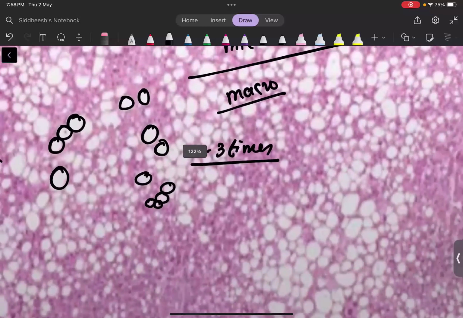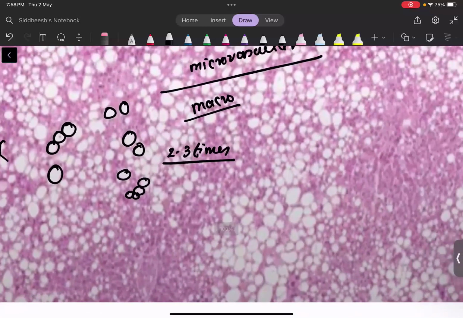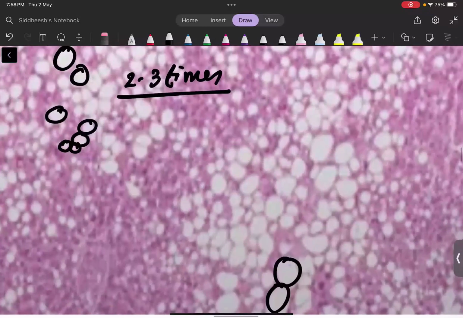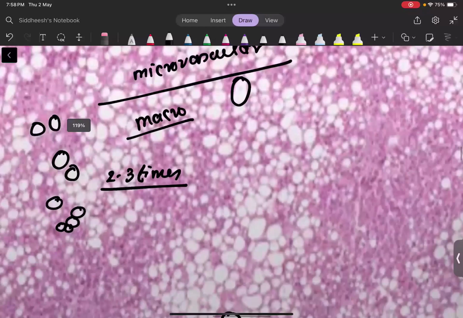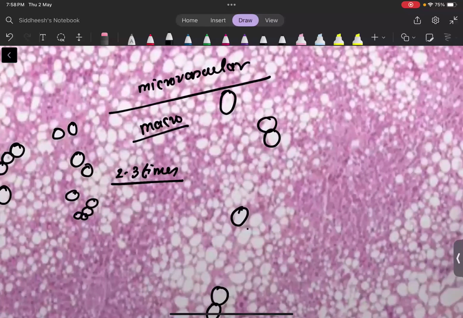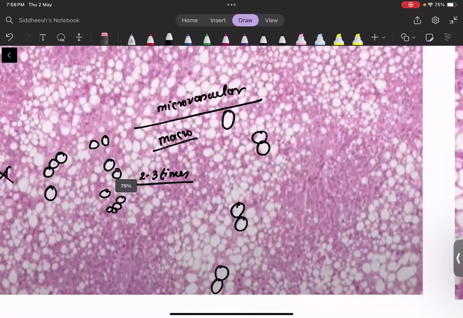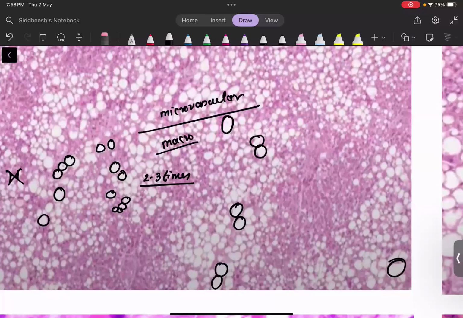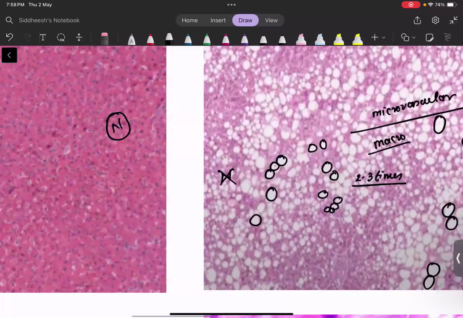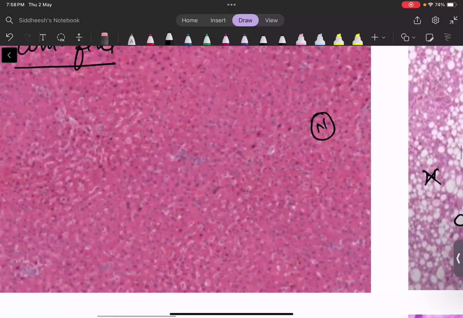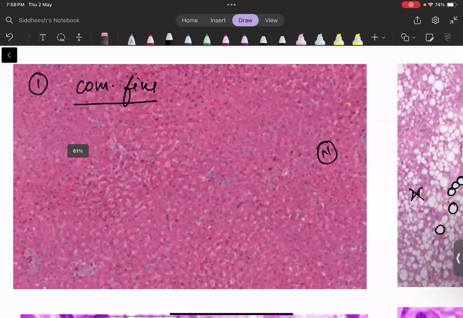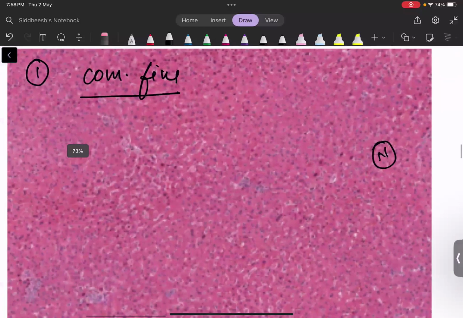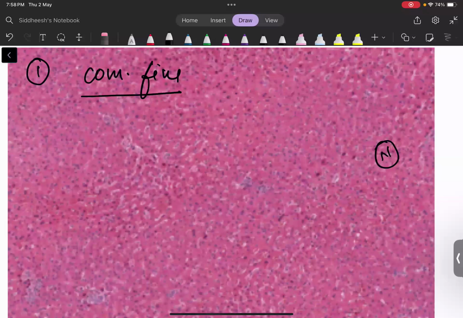Now let me show you some big cells. See, this is big, this is big. One more big cell, one more big cell. Can you all appreciate these big cells? This is your macrovascular. No, PD, no. This is your normal liver. So these are your normal liver cells. If you are taking the liver biopsy, this is your normal liver. Perfect. Fine, Unnati.